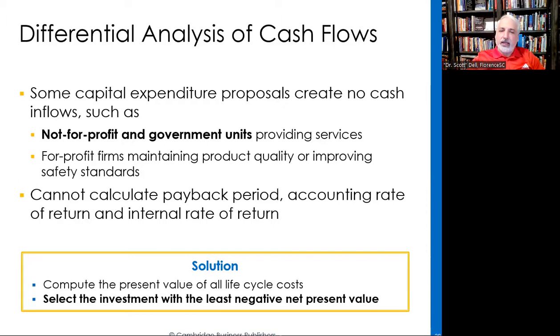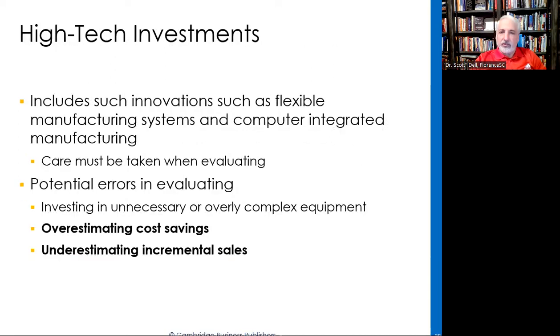Then we have differential analysis cash flows. Nonprofits typically are not in the same vein as for-profits. Not-for-profits and government entities are providing services, while for-profits are looking to make a profit out of whatever decisions they're making. So we cannot calculate payback period or accounting rate of return on some of these projects in the nonprofit world. So sometimes when they have negative net present values in a nonprofit or government world, we may select the least negative present value associated with that.